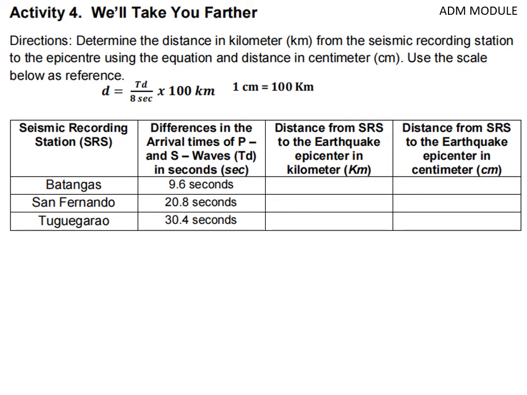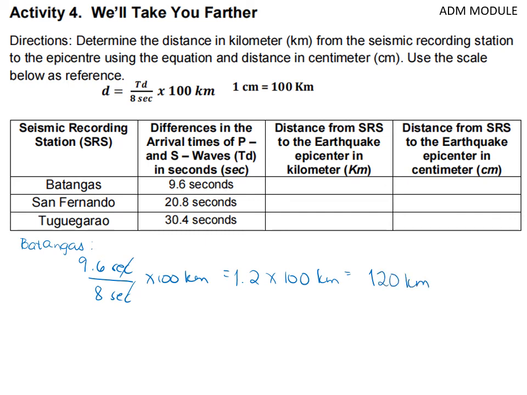As an example, we'll be computing the distance of the earthquake epicenter from a seismic recording station in Batangas, and converting the distance into its scale, where every 1 centimeter is equal to 100 kilometers. For Batangas, we have 9.6, so that would be 9.6 seconds divided by 8 seconds times 100 kilometers. The seconds cancel. 9.6 divided by 8, you will get 1.2 times 100 kilometers. So that will be 120 kilometers. This is now your distance from the earthquake epicenter.